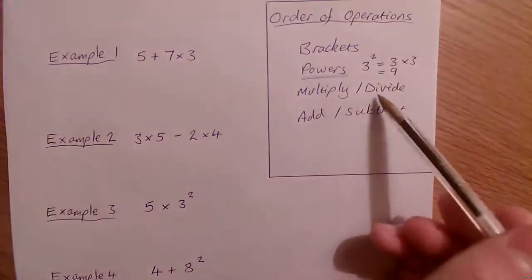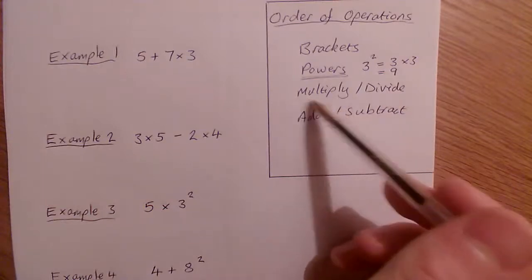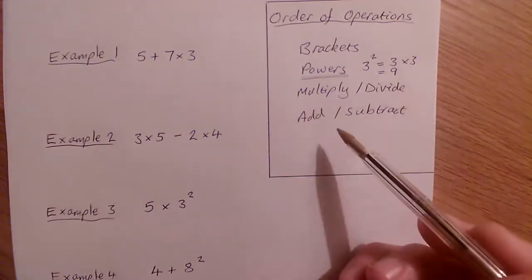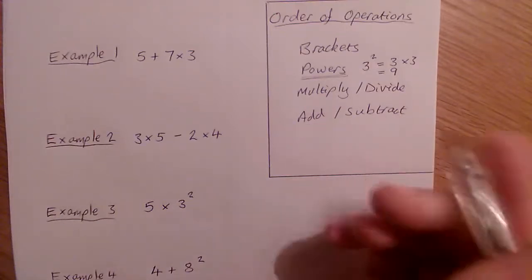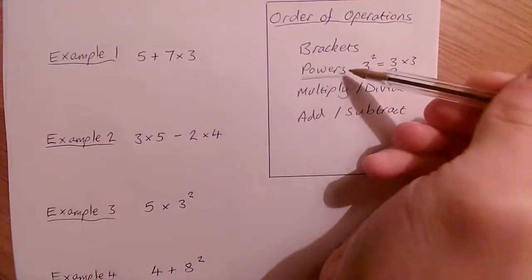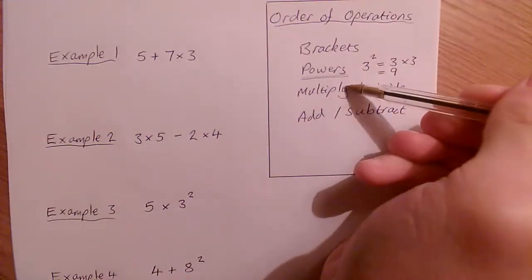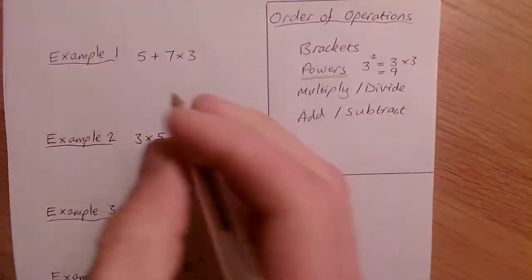We then do multiplying or dividing, and we always start on the left and do any on the left and then do any on the right. Then we do adding and subtracting. So this first calculation, I'm working my way down. There are no brackets, there are no powers, but there is a multiply. So that's the very first thing I'm going to do, that multiply, or that times.